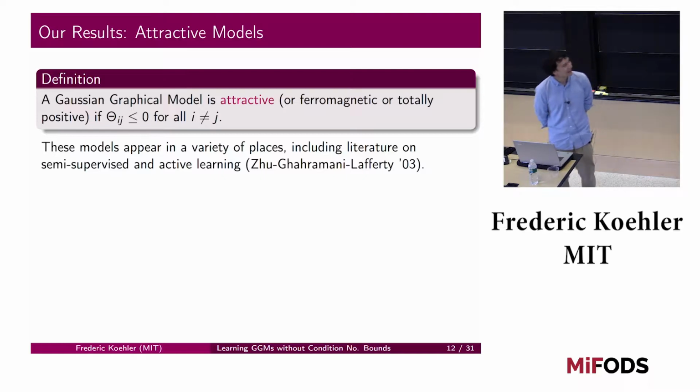And these models actually appear in a surprising variety of places. There's this paper by Zhu, Ghahramani, and Lafferty, which was in 2003 in ICML and actually won the 10-year Test of Time Award in 2013. They use what would be called a discrete Gaussian free field, which is a special case of this, and they show how it could be useful for semi-supervised learning.